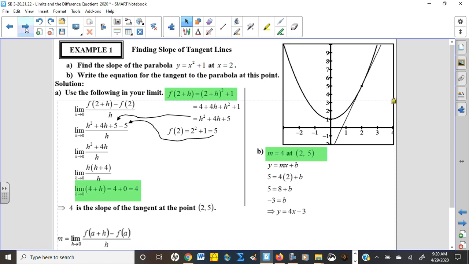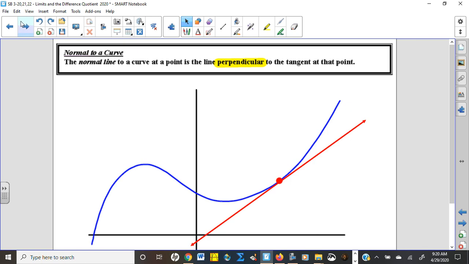Okay, so let's talk about one more thing. It's a definition. It's called the normal to the curve, and it's defined as the line that is perpendicular to the curve at, and it's perpendicular not to the curve itself, but to the tangent at the point of tangency. So you can't be perpendicular to the curve because the curve is curving, but if I have a tangent line, I can definitely be perpendicular to that line.